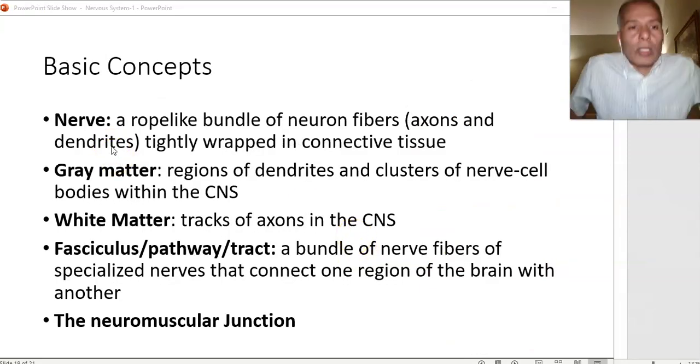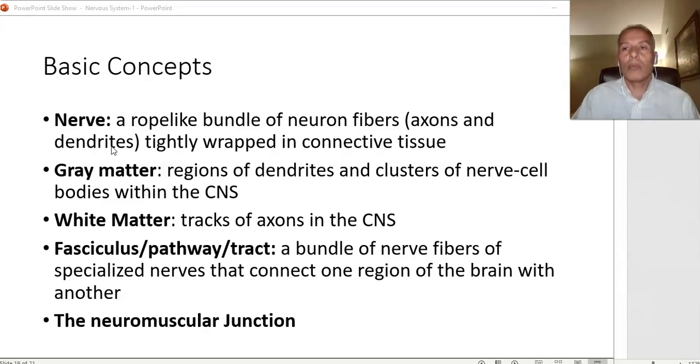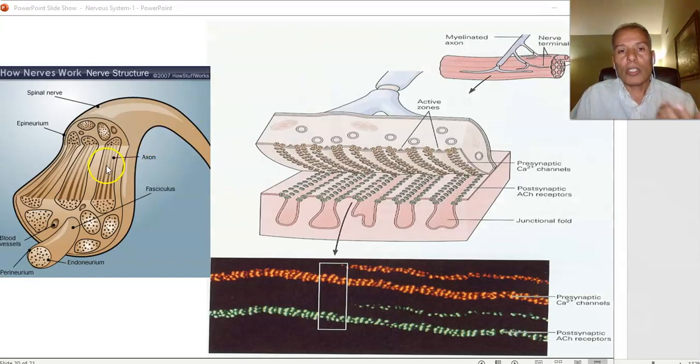So now let's look at a few basic concepts here. Nerve, you know what a nerve is. You hear a lot about a nerve. But the nerve is basically a rope-like bundle of axons that travel together in one direction, or specialize in one thing. So this is a nerve.